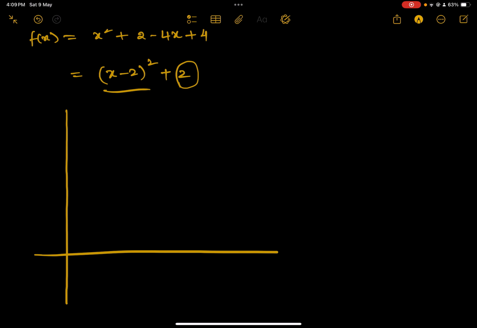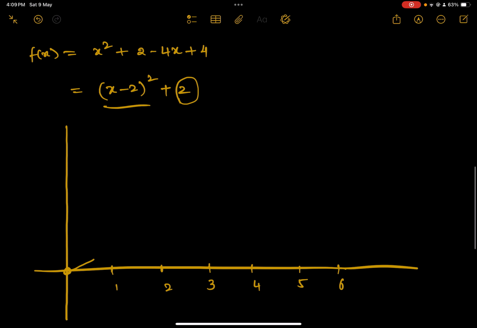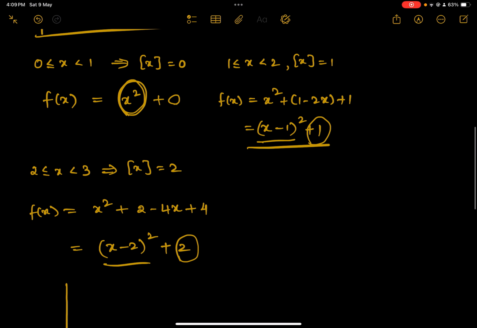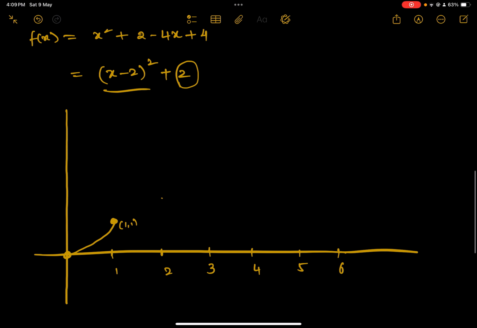Alright, so this is 0, this is 1, this is 2, this is 3, 4, 5, 6. Let us draw till this part. In the interval 0 to 1, it is x square. So the graph of x square looks something like this, and this point will be your 1, 1. After that you have x minus 1 whole square plus 1. When x is equal to 1, this function is at 1. When x is equal to 2, this will be at 2. So it will look something like this.